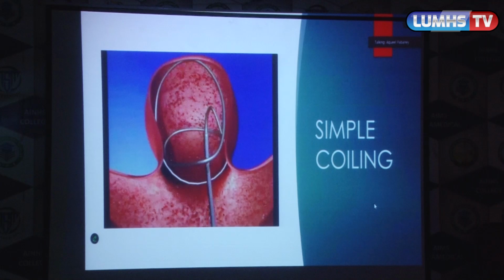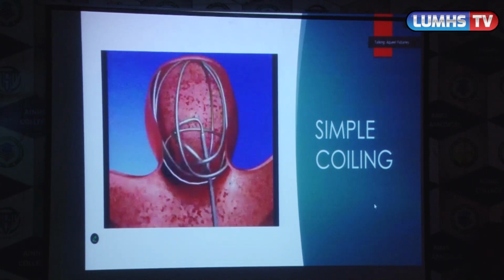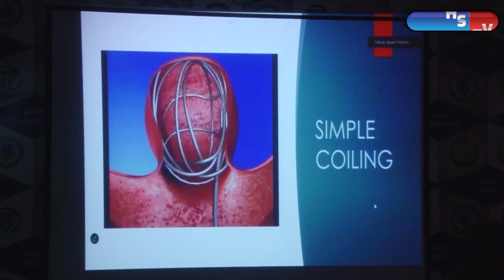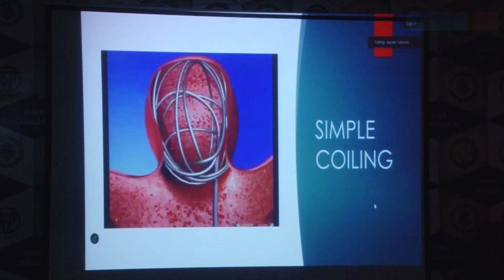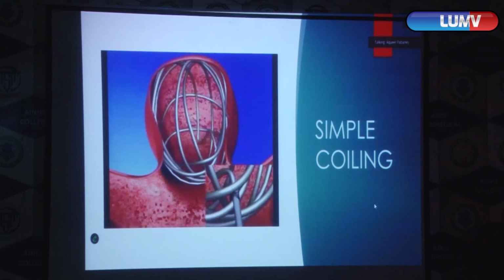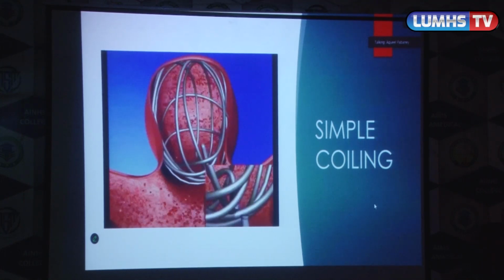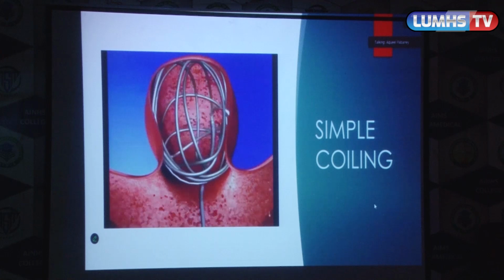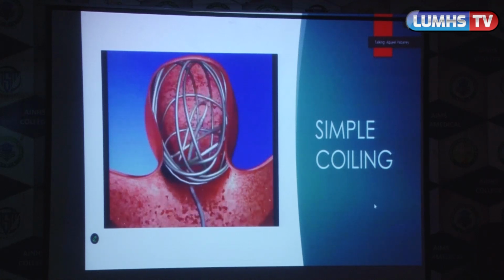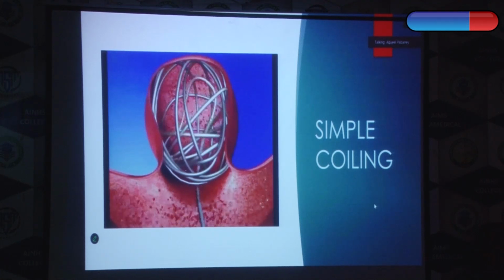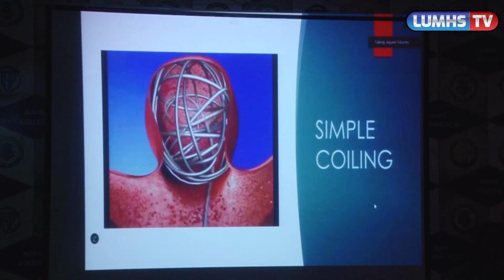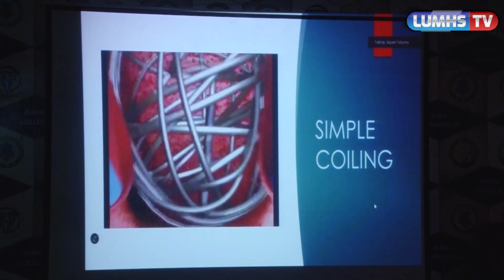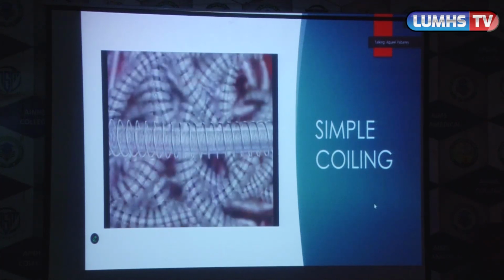video cartoon demonstration where simple coiling essentially involves that you get the catheter safely into the aneurysm, and then once it's in the aneurysm, you can deploy these coils slowly and try to fill the aneurysm as much as possible. And you have to keep repeating the angiogram when you're doing this procedure to make sure that you fill them enough that there's no blood flow into the aneurysm.